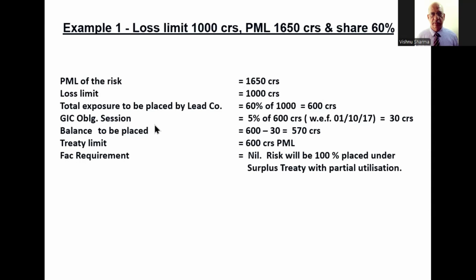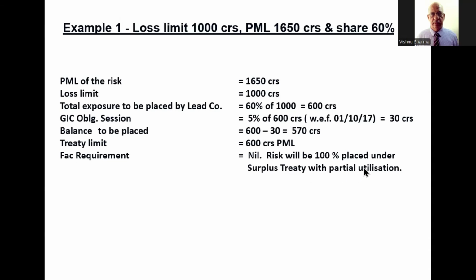Now you see how much will go to GIC, 5% of 600. It is coming to 30 crores. 30 crores would be ceded to GIC. What is the leftover balance amount? 570 crores. 600 was supposed to be placed. Out of that, 30 crores is placed, so it is reduced to 570. Treaty limit is 600. It means FAC requirement is 0. Risk will be 100% placed under the surplus treaty with partial utilization.